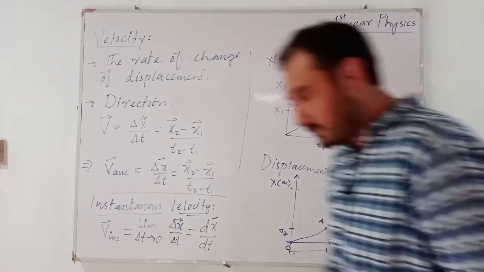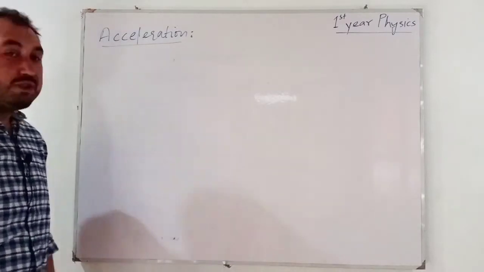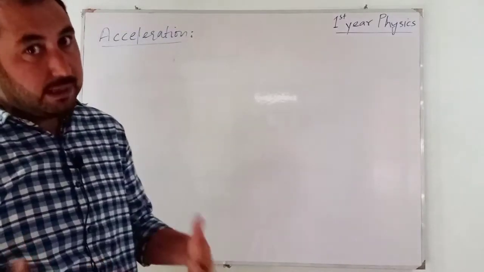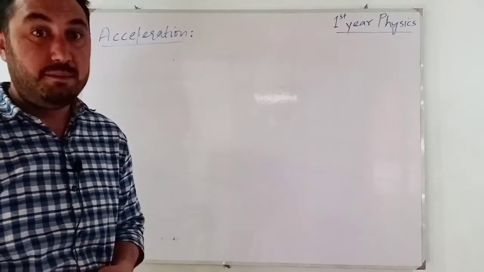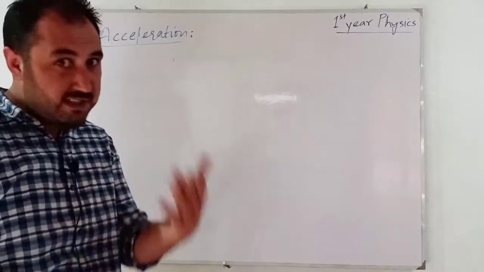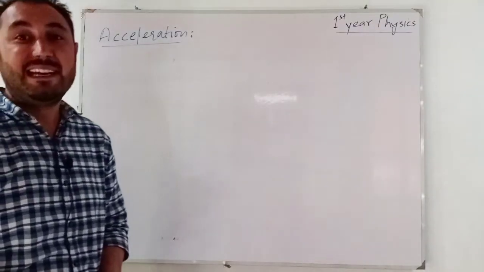So students, if an object is not going to cover equal displacement in equal intervals of time, then the velocity will not remain constant. As the velocity is changing, that kind of variable velocity is what we call acceleration.